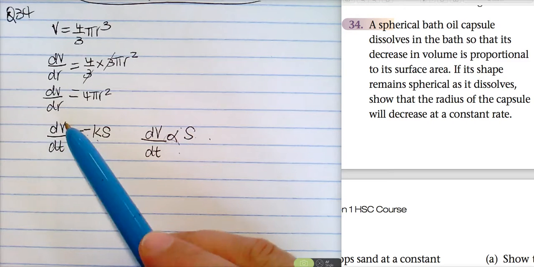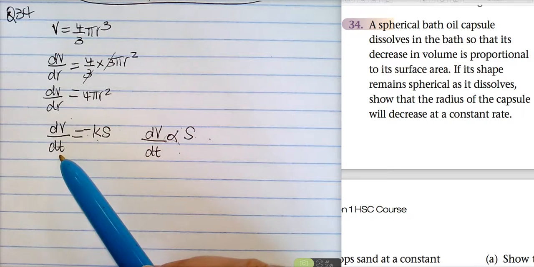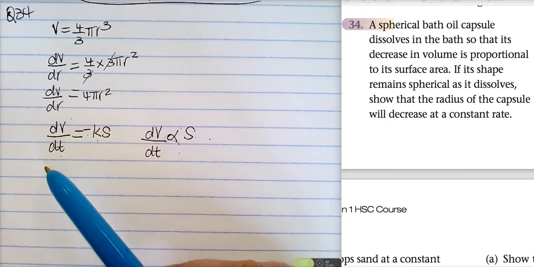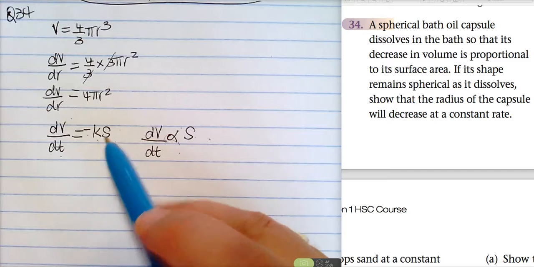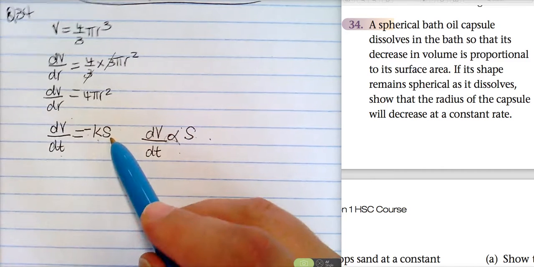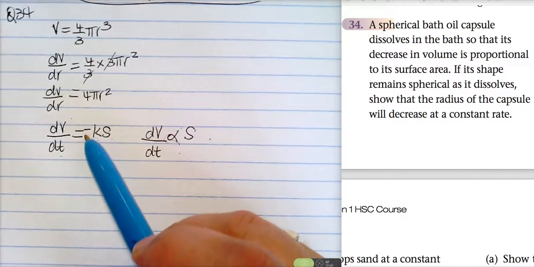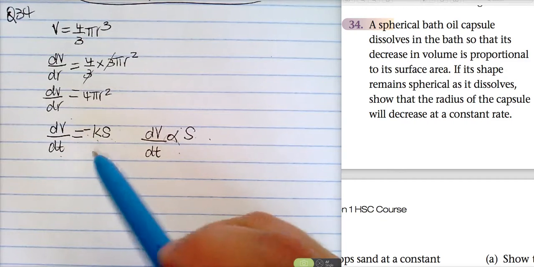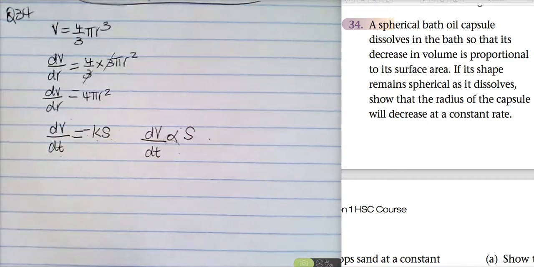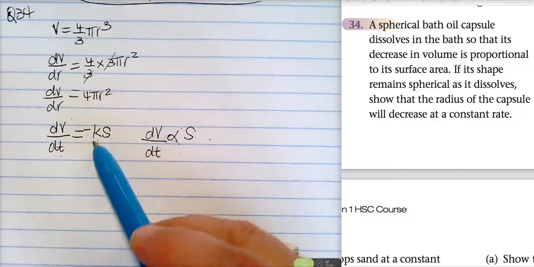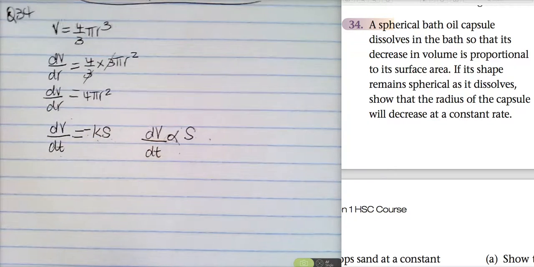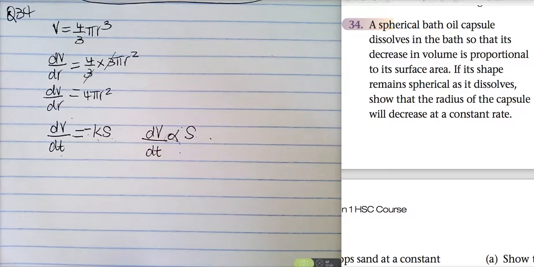So if the change in volume, it says that the decrease in volume, so I'm assuming that's the rate of change of volume, is proportional to the surface area, it equals a constant times the surface area. Now, because it's decreasing, we go equals negative k. Or if I don't put the negative, k will be negative itself. If I put the negative here, then k is going to be positive. Okay? So it doesn't really matter if I put the negative in or not. It'll sort itself out, maybe.